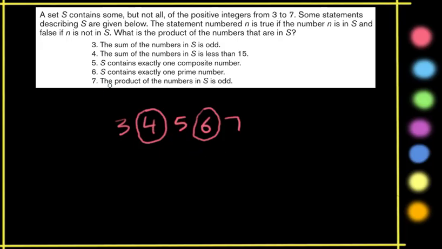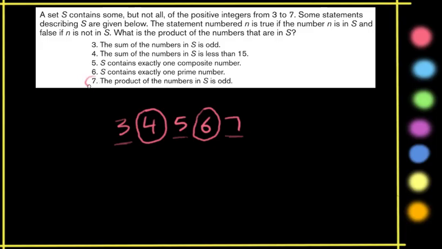And then number 7 says the product of the numbers in S is odd. Okay, so if the product is odd, is that one possible? That means I would have to have only odd numbers. So I wouldn't be able to have 4 or 6. I would only have these. So it seems like the product of the numbers is odd. I don't think that can be true at the same time as 5.